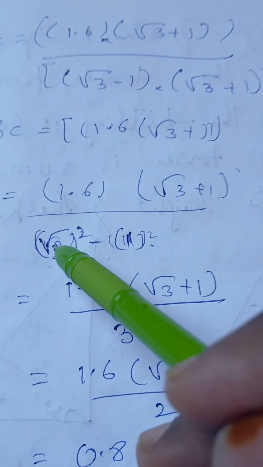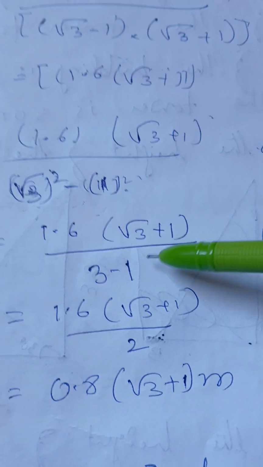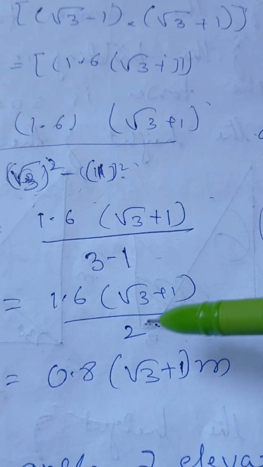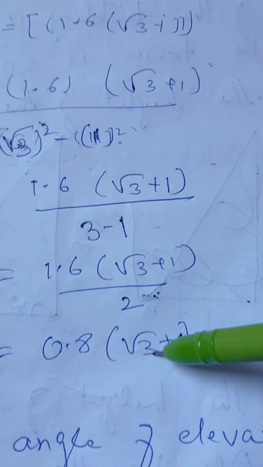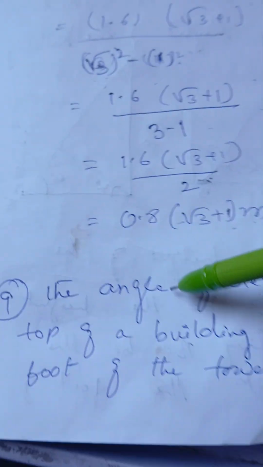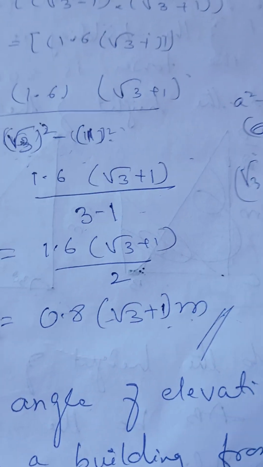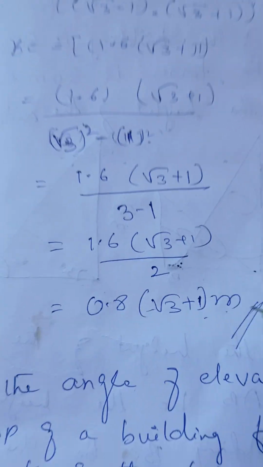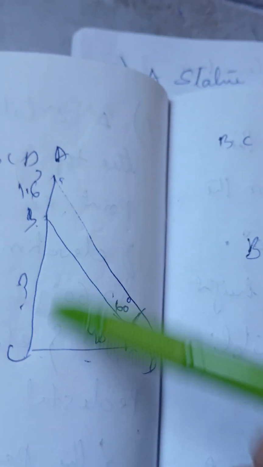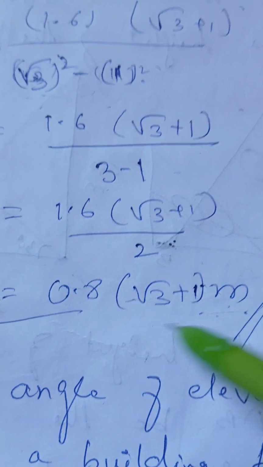So we will substitute like this, using the a square minus b square formula. So what we will get? 3 minus 1. The numerator we will keep as it is, denominator 3 minus 1 is 2. When we divide it by 2, we will get 0.8 root 3 plus 1 meters. So the height of a pedestrian, that is your BC, is 0.8 into root 3 plus 1 meters. Clear?